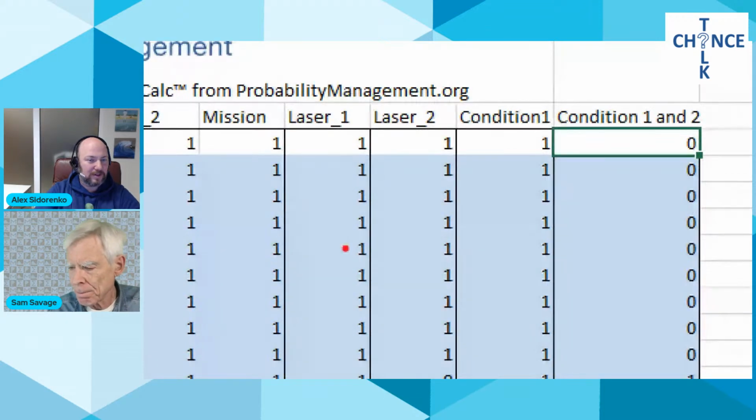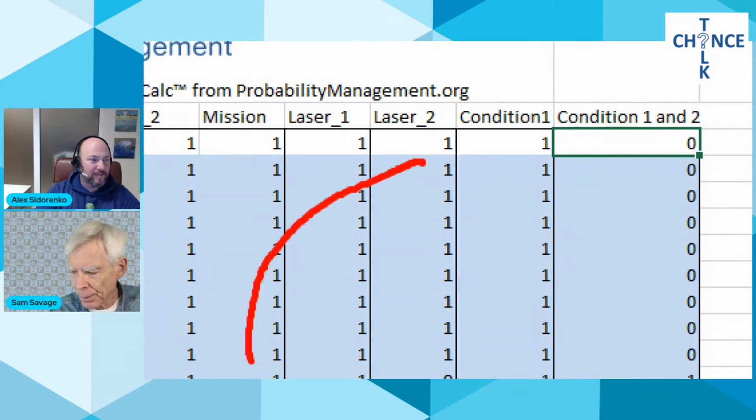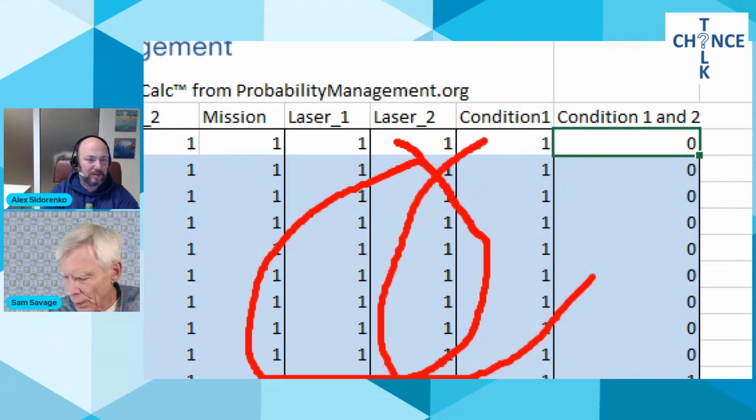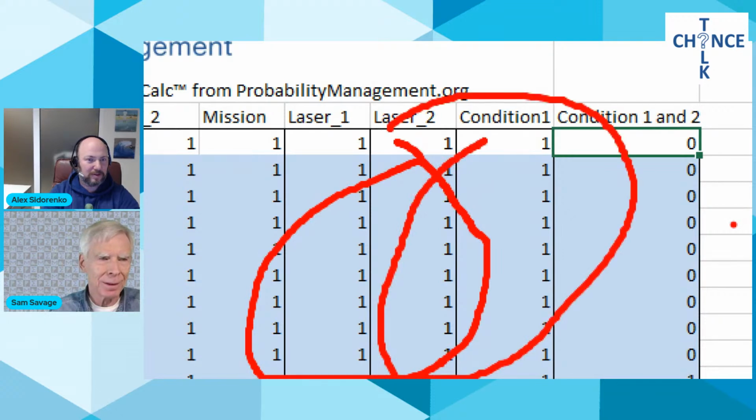So remember, I am interested in the chance that condition 1 happens given the condition 2 happens. What I have to count up are all the 1s in this region. 1 and 2 happens, divided by 2 happens. That's it.